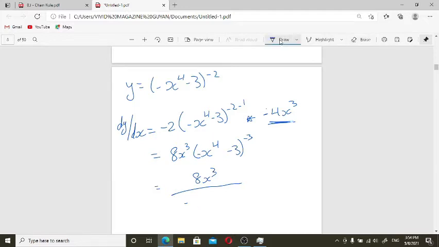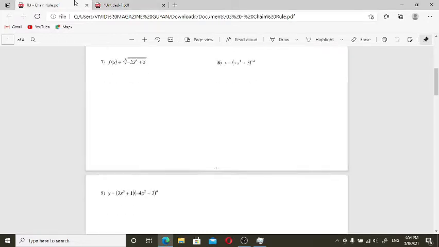Alright, so minus x to the 4th minus 3 cubed. Okay then. Now let's get into these rigmaroles.